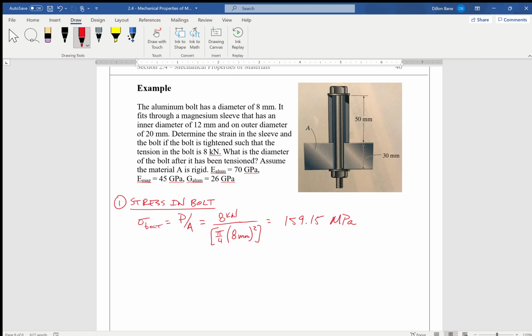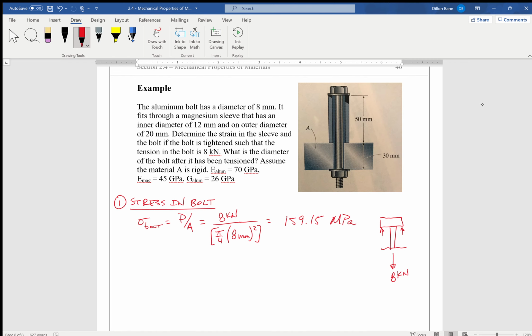And if we draw a free body diagram of our bolt and sleeve, if the bolt has 8 kilonewtons of tension, let's draw the free body diagram of the bolt. Okay, I'm a terrible drawer. So here is a free body diagram of the bolt, and it has 8 kilonewtons of tension in it. For this free body diagram to be in equilibrium, the forces that act back up on the bottom of the bolt head have to be 8 kilonewtons as well.